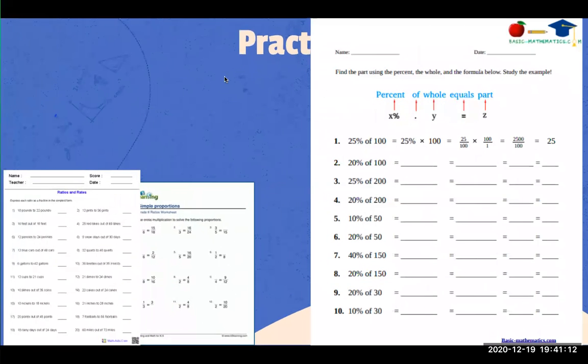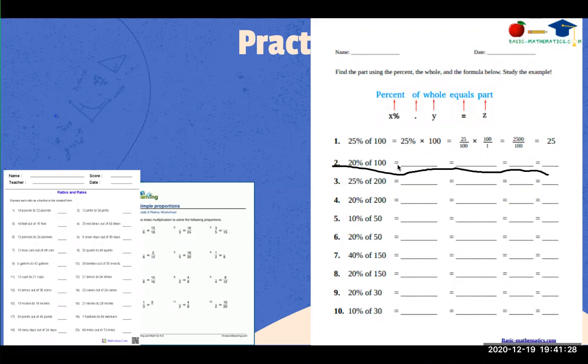We're gonna move on. Okay, practice. We're not gonna worry about this. This is super easy stuff. So I'm just gonna do an example problem. We're not gonna be doing any of the practices. So basically here, let's do number 2. Okay, so 20% of 100.